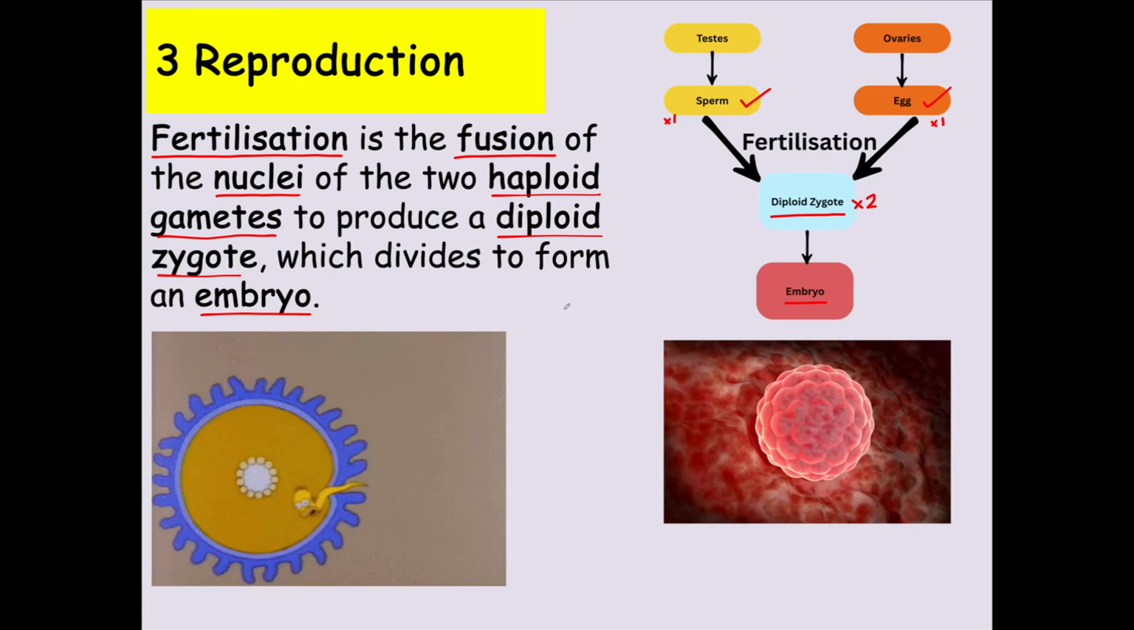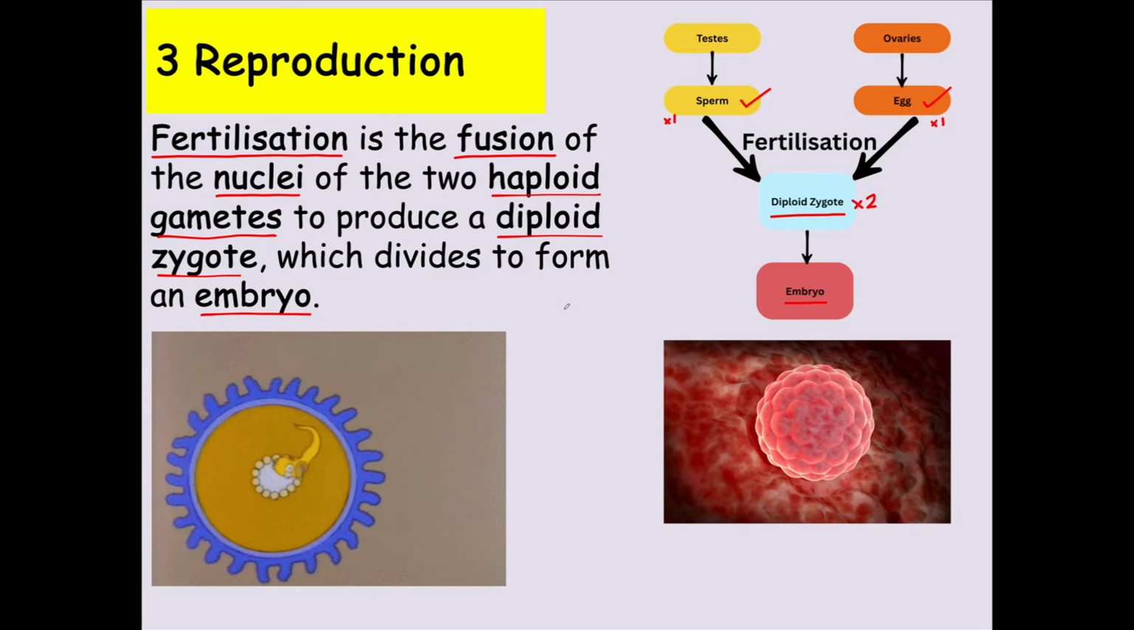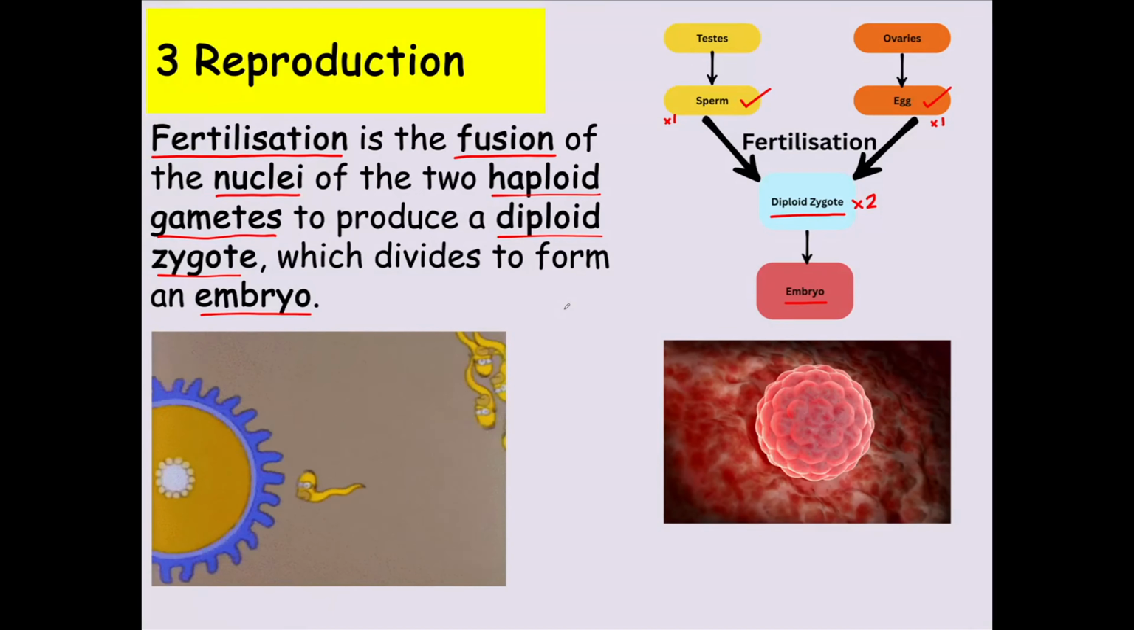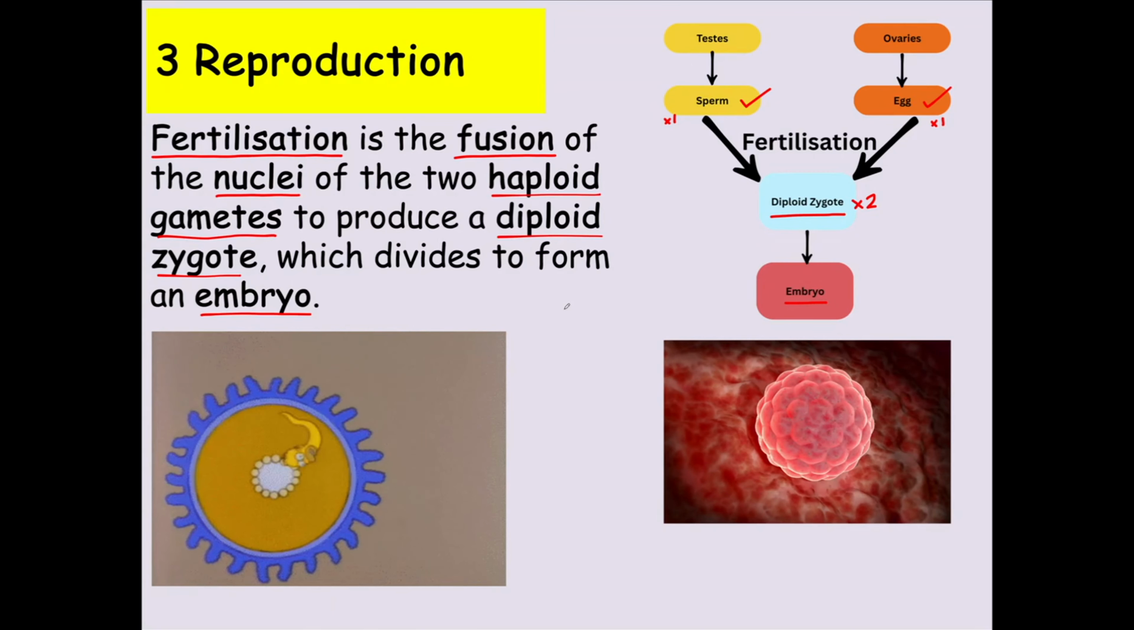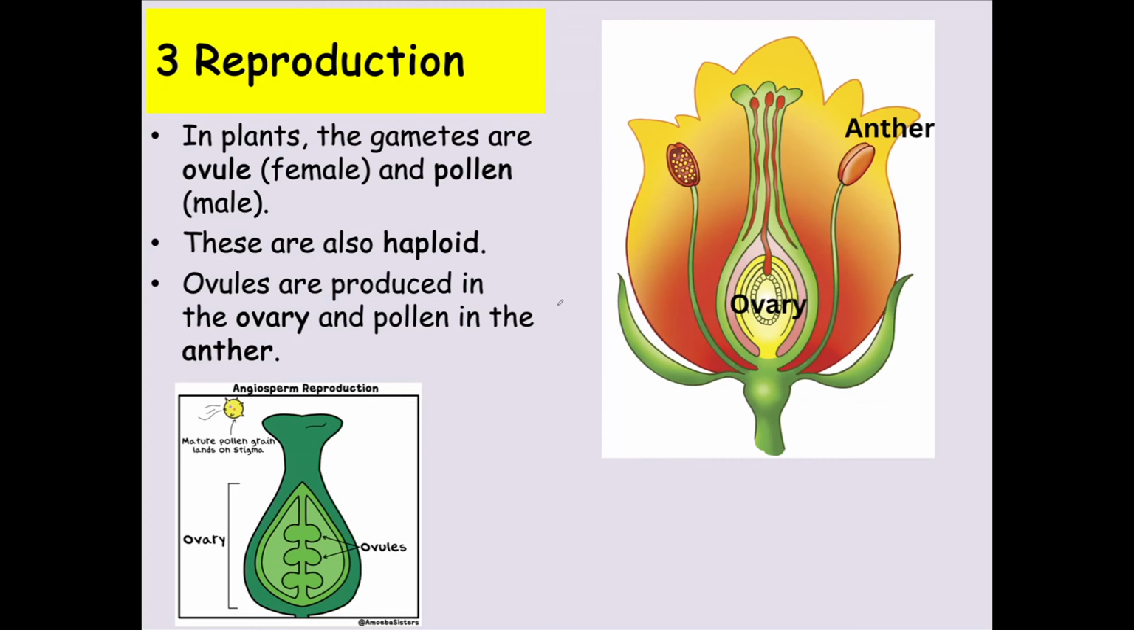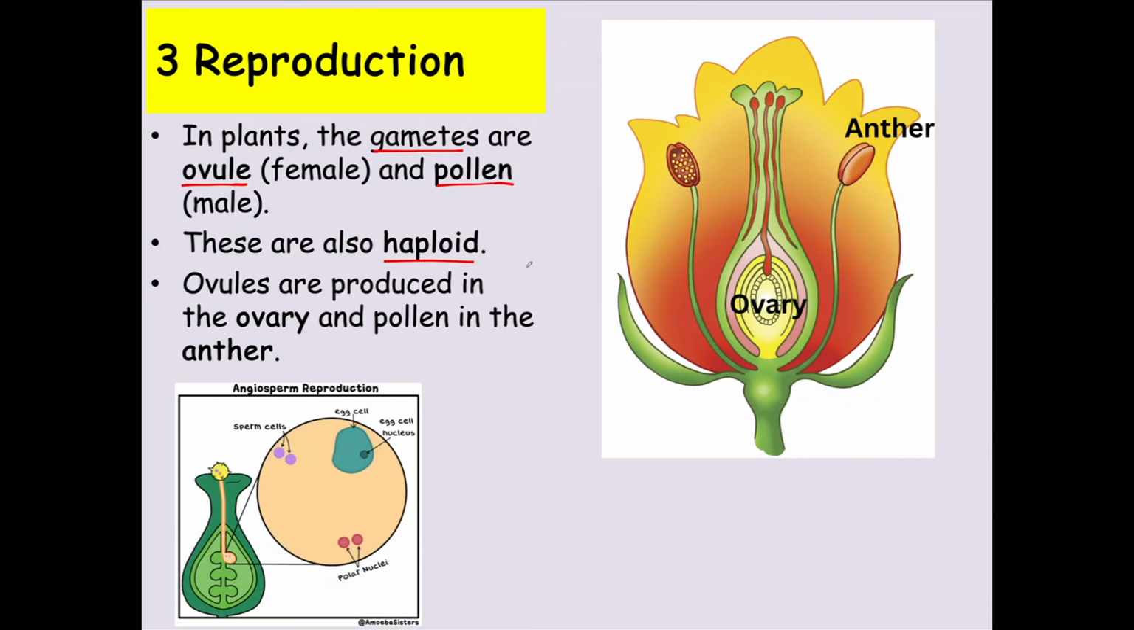Now, there's obviously a lot more that happens after this point, but we are not interested in that in terms of the course. So we only need to know up to the point where the diploid zygote divides to form an embryo. So in plants, things are a little bit different. The gametes in plants are called the ovule, those are the female gametes, and the pollen, those are the male gametes. Because they're gametes, these cells are also haploid. And that makes sense because gametes are going to fuse together, and when they fuse together, they'll form a diploid cell because both of them are haploid.